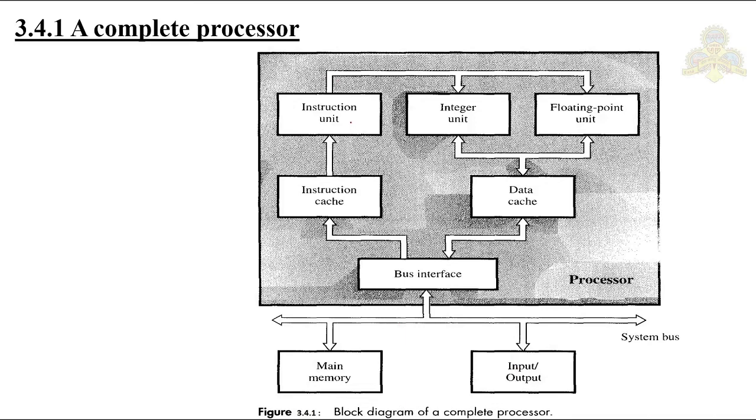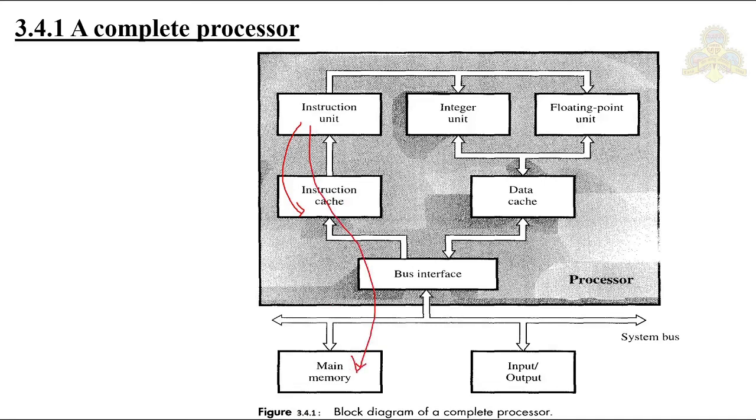The instruction unit fetches the instruction from the instruction cache, or if the instruction is not present in the cache, it will fetch it from the main memory. It is something like this. First, the instruction unit checks whether the instruction is present in the cache, and if it is not present in the instruction cache, then it will search the main memory.